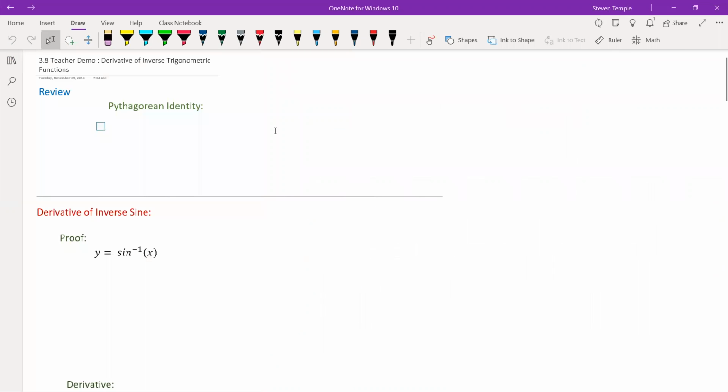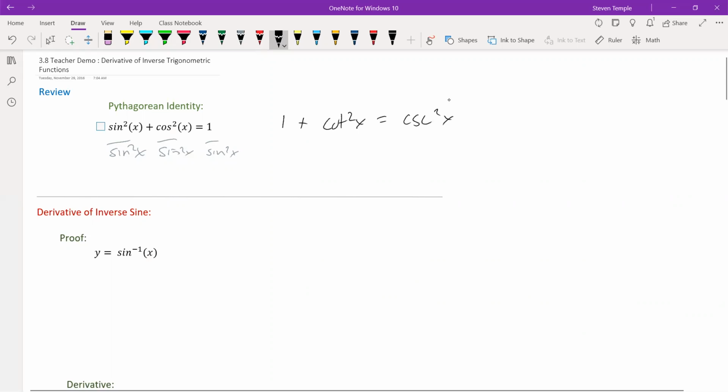Okay, just to review a couple of things that we've talked about before, the Pythagorean identity for trig is sine squared plus cosine squared equals 1. There are actually two more of these Pythagorean identities. If I were to divide everything by sine squared, this would be the second Pythagorean identity: 1 plus cosine over sine, that's cotangent squared x, equals 1 over sine squared, that's cosecant squared.